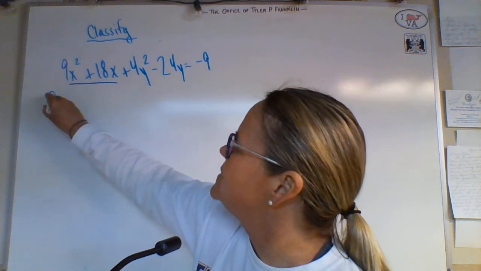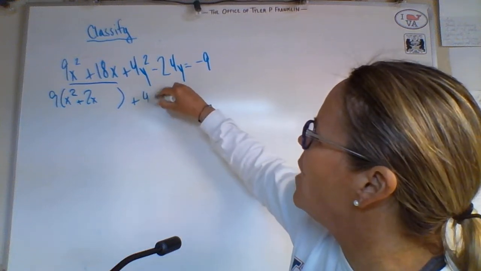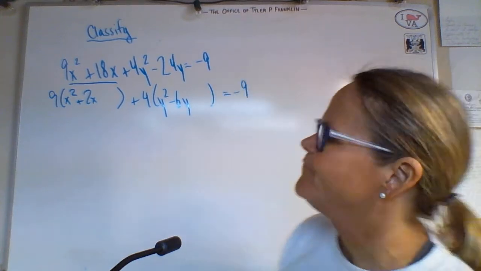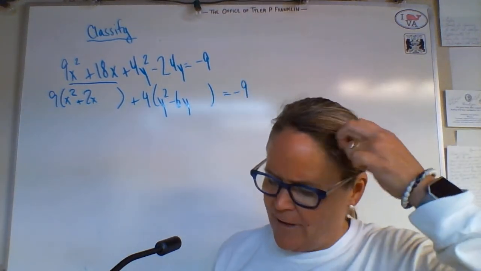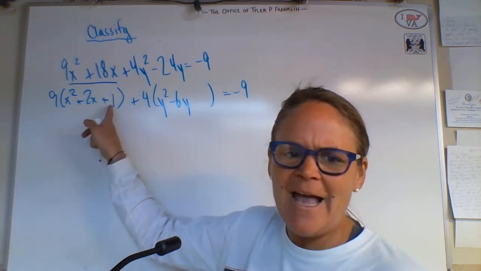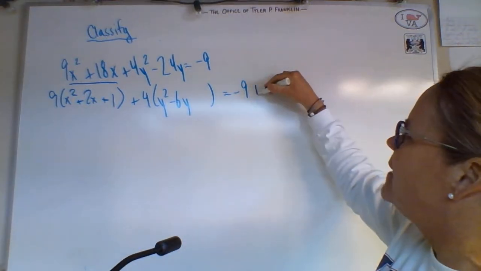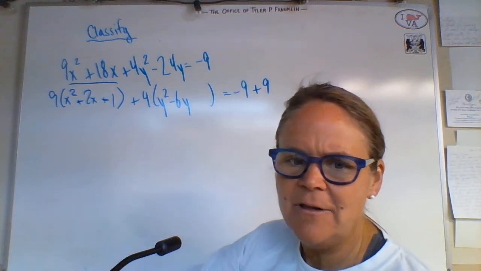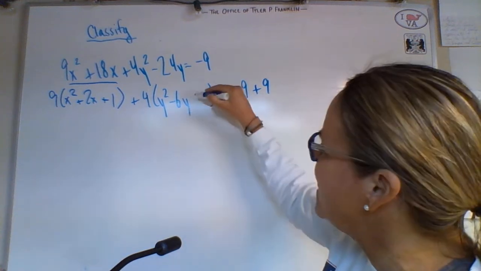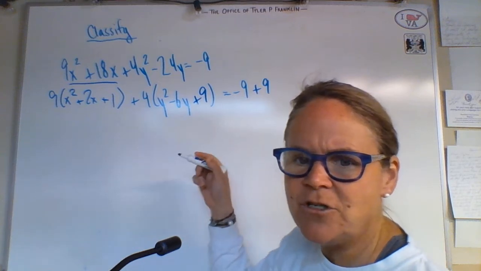Deal with your x's. Take a 9 out. X squared plus 2x. Deal with your y's. Take a 4 out. I got that. Now complete the square. Half of 2 is 1. 1 squared is 1. But I didn't really add 1. I added 1 times 9, which is 9. I got to add 9 over there. Whatever I do to the left, I do to the right. Half of 6, 3 squared, 9. But I didn't really add 9. I added 9 times 4, which is 36.